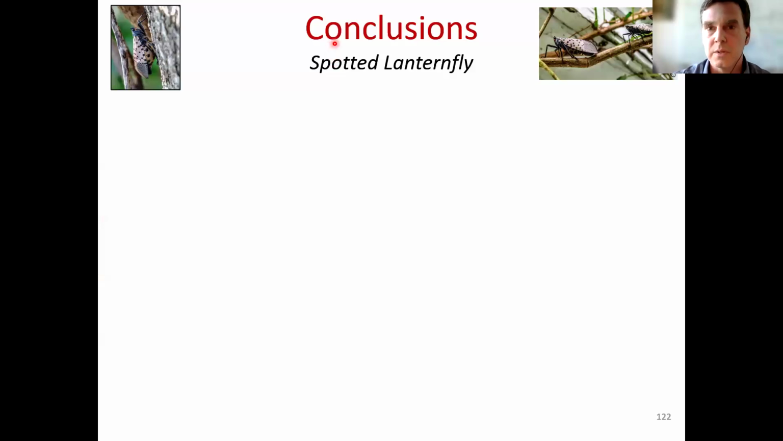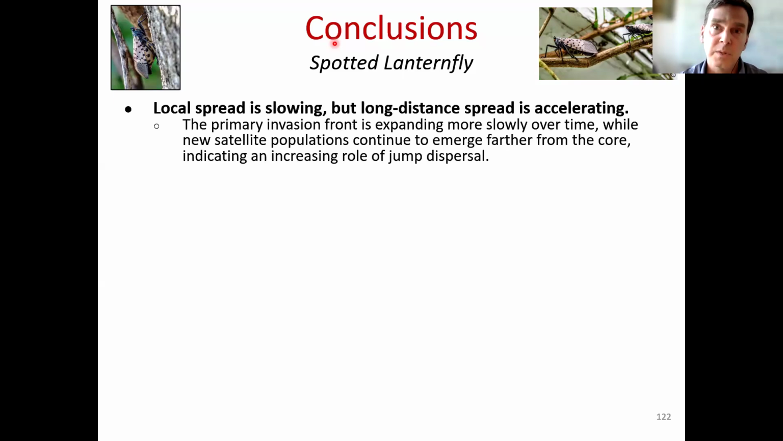So just some conclusions. First, I'm going to talk about some conclusions with spotted lanternfly, and then I'll step back and talk about some conclusions, just thinking about invasion biology from this quantitative perspective. So first, what we're seeing with lanternfly is that local spread is slowing, but long distance spread is accelerating. And so the primary invasion front is expanding more slowly over time, but there are lots more new satellite populations, and they're emerging farther and farther from the core as well.